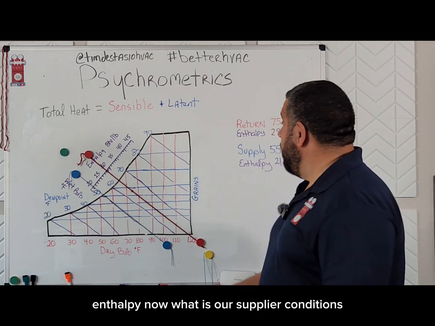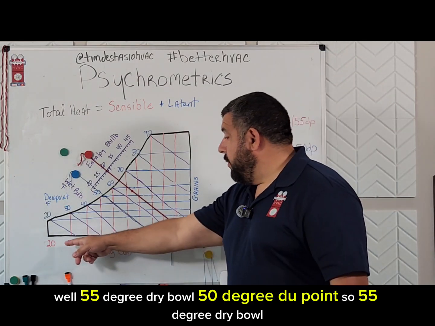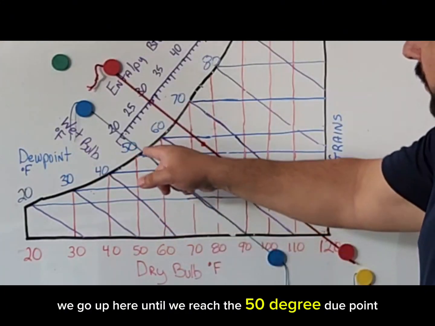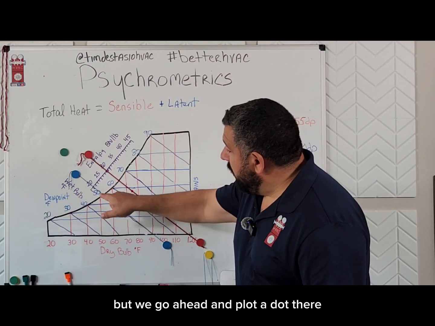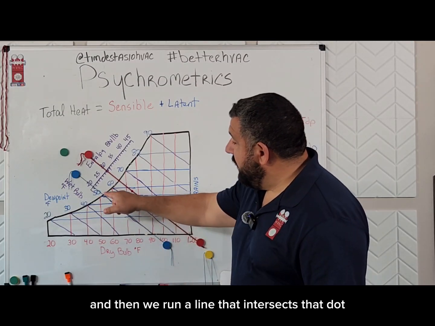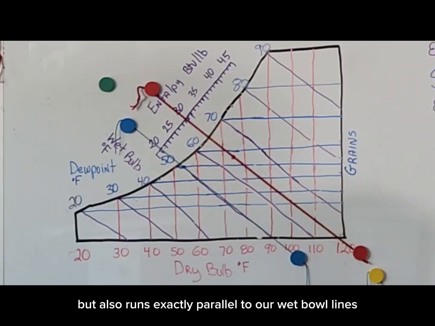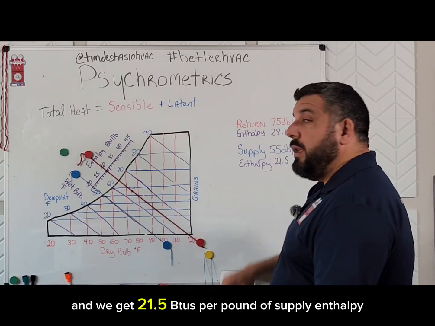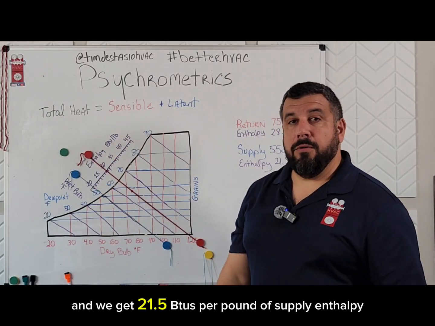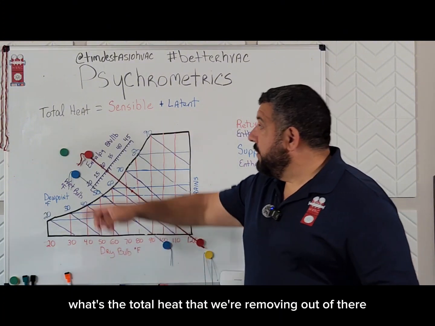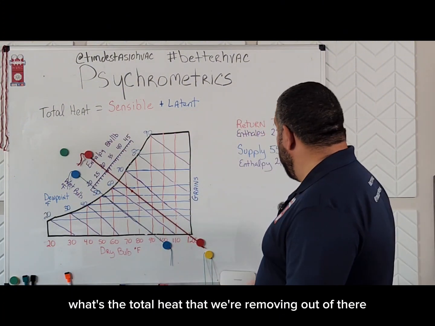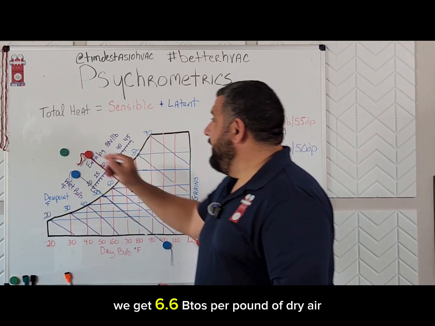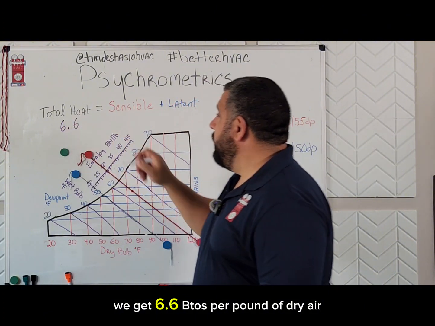Now, what are our supply air conditions? Well, 55-degree dry bulb, 50-degree dew point. So 55-degree dry bulb, we go up here until we reach the 50-degree dew point, really close to the saturation curve, but we go ahead and plot a dot there, and then we run a line that intersects that dot, but also runs exactly parallel to our wet bulb lines. We extend that line into our enthalpy scale, and we get 21.5 BTUs per pound of supply enthalpy. So what's the difference? What's the total heat that we're removing? Well, if we subtract 28.1 minus 21.5, we get 6.6 BTUs per pound of dry air.